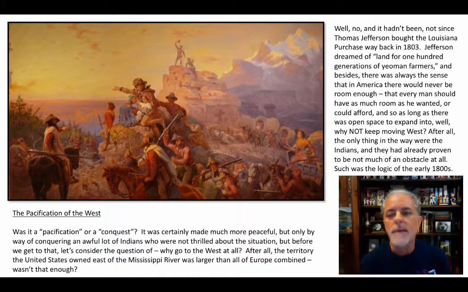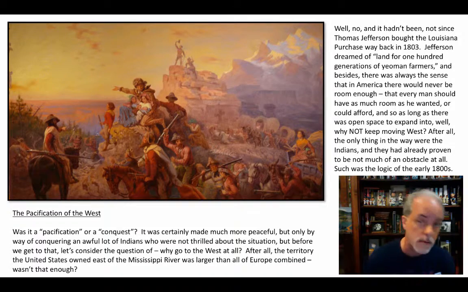And besides, there was always a sense that in America there would never be room enough, that every man should have as much room as he wanted or could afford, and so long as there was open space to expand into, well, why not keep moving west? After all, the only thing in the way were the Indians, and they'd already proven to be not much of an obstacle at all. Such was the logic of the early 1800s.